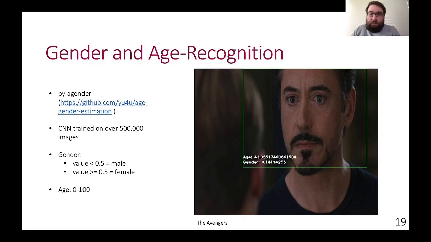The gender detection works by assigning a value on a scale from 0 to 1. And for the model, everything below 0.5 is considered male and everything above is considered female. Now for the age detection, you receive a number just indicating the estimated age.